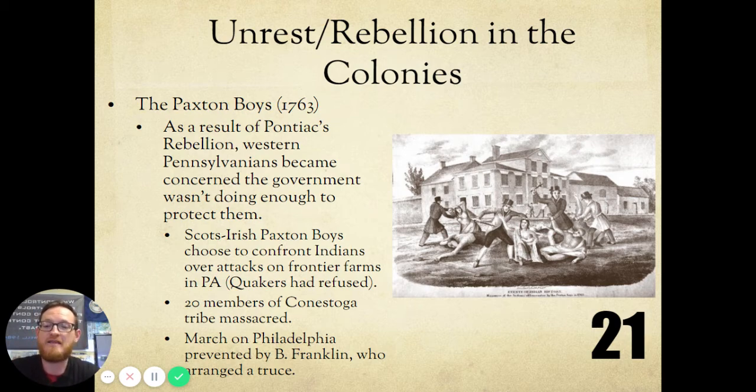After massacring them, they decided that they were going to march on Philadelphia and take their grievances directly to the government there. If it came to violence, I think they were willing to do that. And something remarkable, they'd actually be met on the road to Philadelphia by Benjamin Franklin, and Benjamin Franklin would be able to arrange a truce and figure out the issue and give them some assurances that they would be protected better by the Pennsylvania government there.